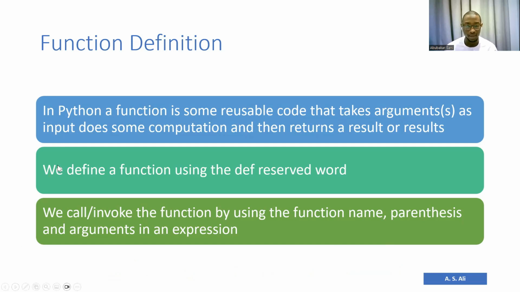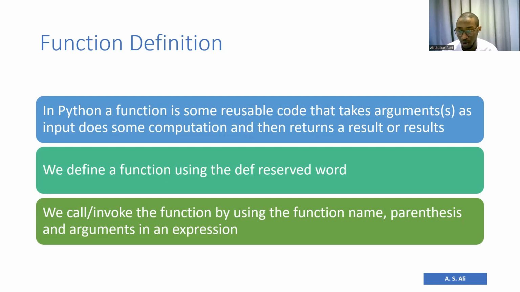That's the function. And the Python function is nothing but a reusable code that takes arguments as input, does some computation, and then returns a result or results. Why is it reusable? Because you can use it today in this particular application, and in another application too. You can use the same code. If there is some functionality you are always using when writing your code, you would like to put it as a block of code, save it and use it all the time, without having to repeat yourself, writing the same code from scratch.